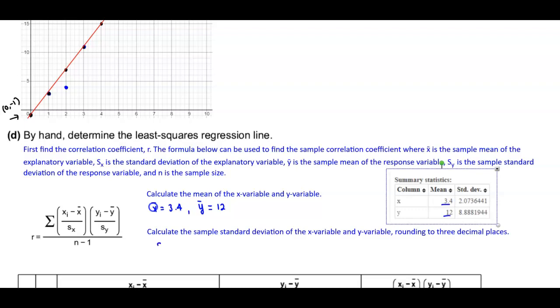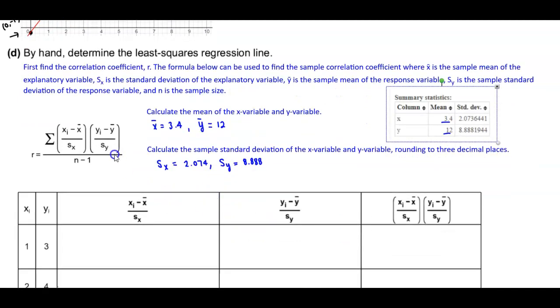Okay, and then we're going to calculate the sample standard deviation. We're rounding to 3 decimal places, so that's going to be 2.074. And then the sample standard deviation for y, rounded to 3 decimal places, is 8.888.